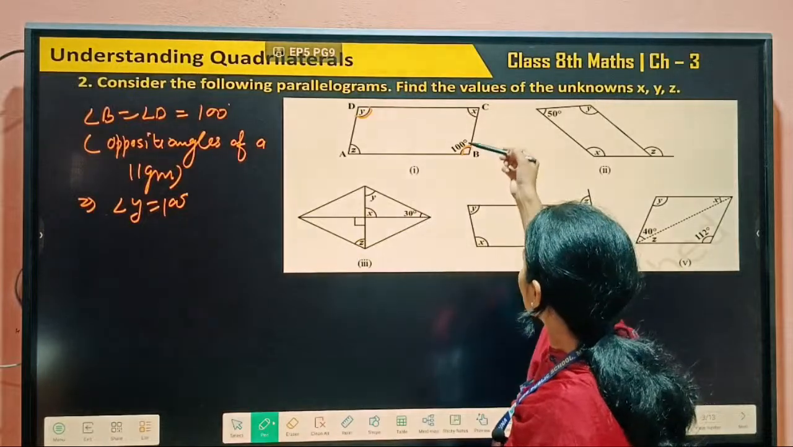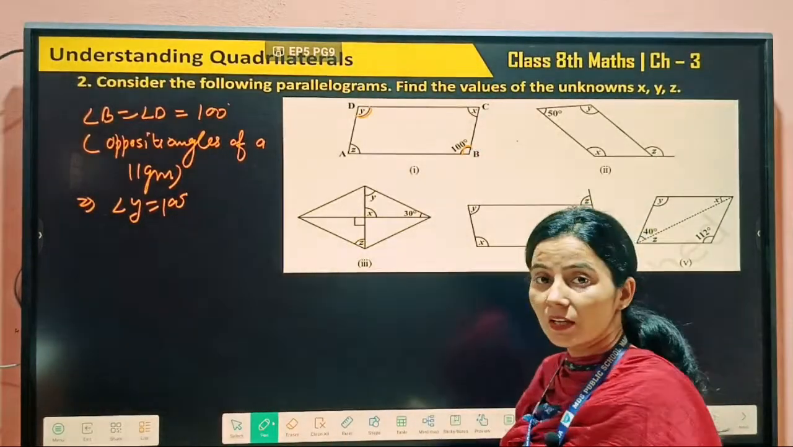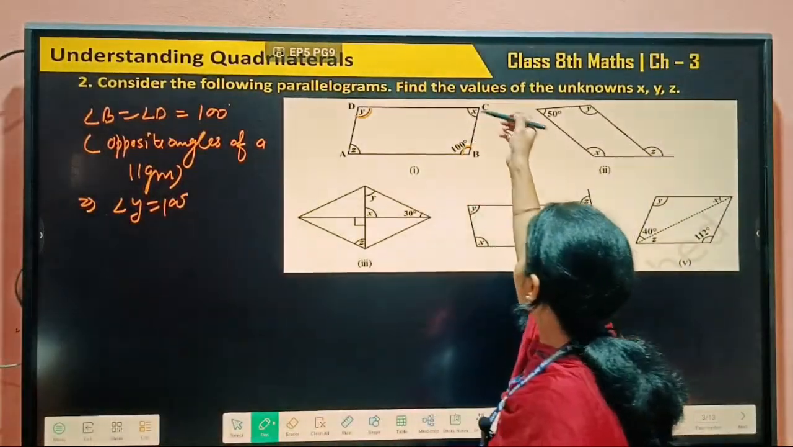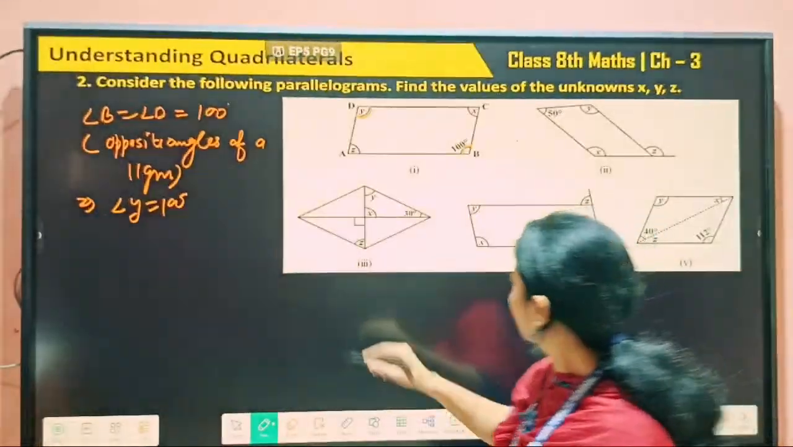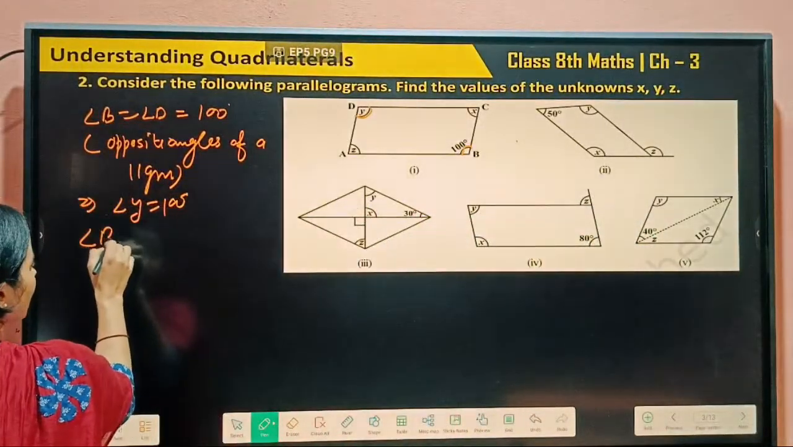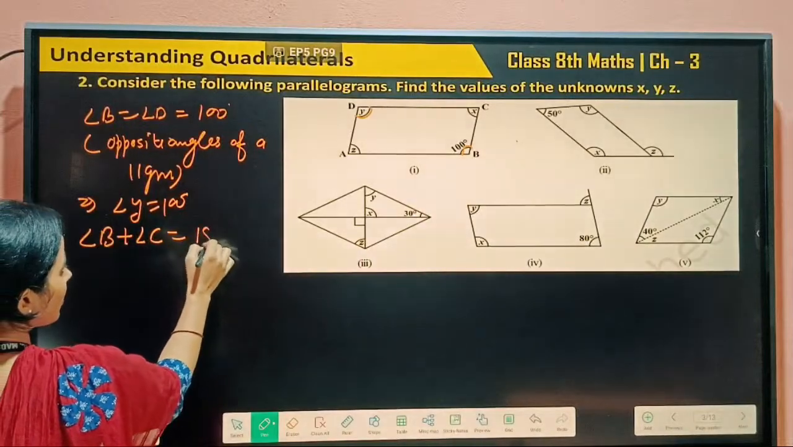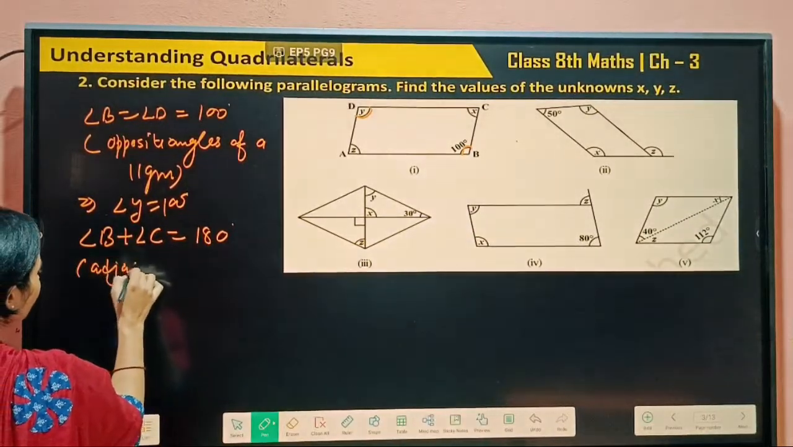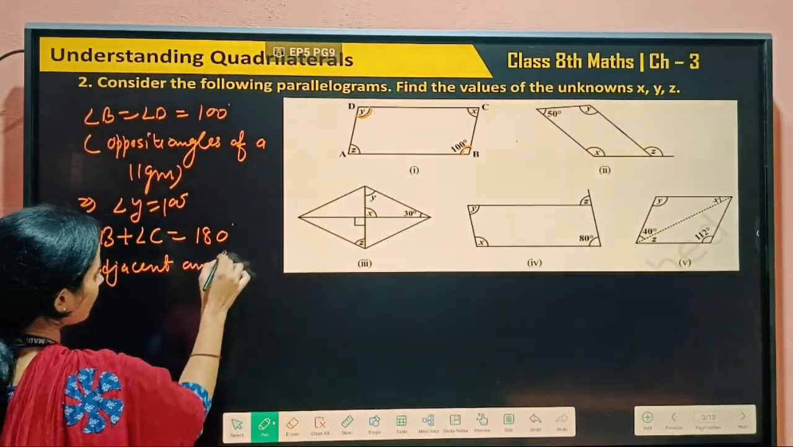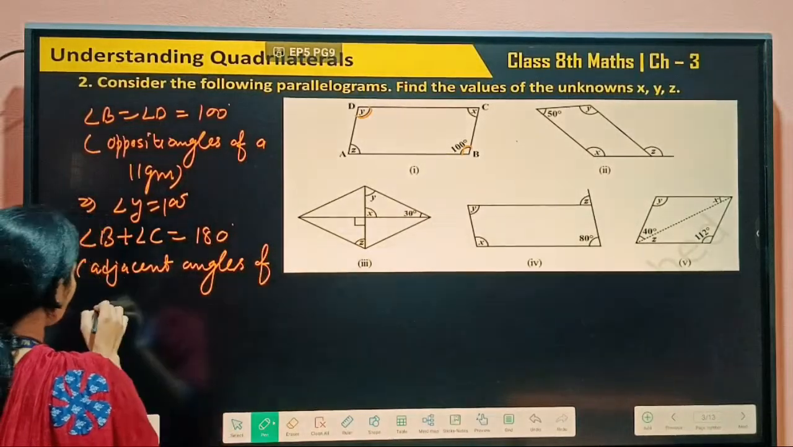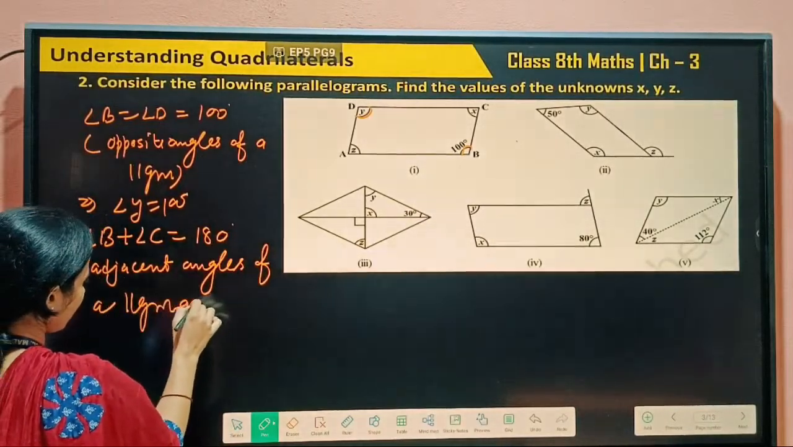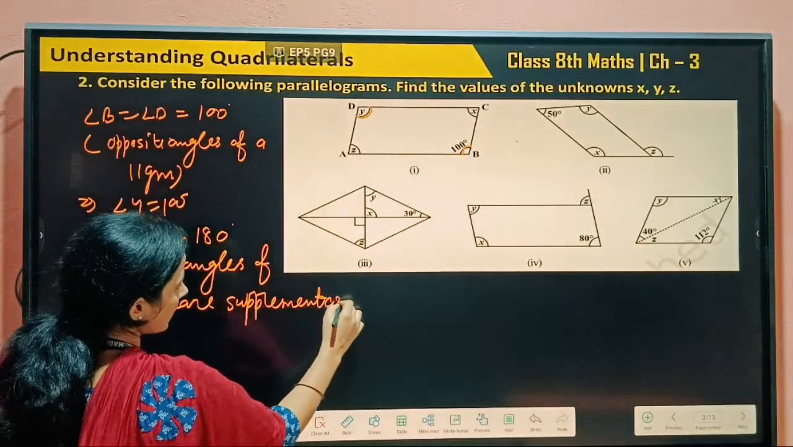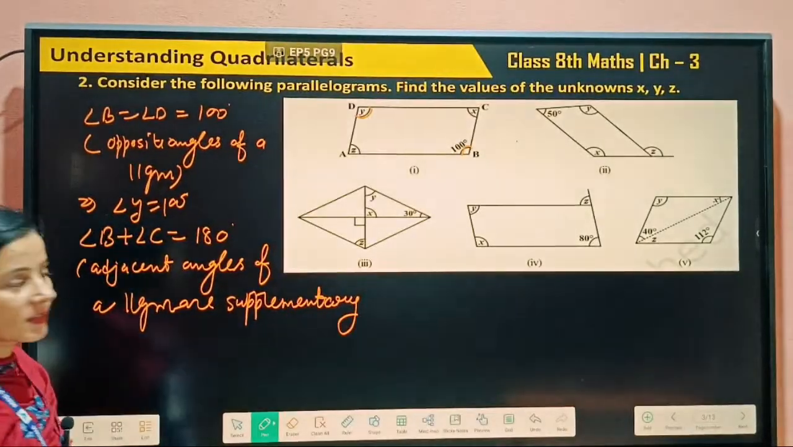Now we know this B and C are adjacent angles. If these are adjacent angles, then their sum will be 180 degrees. I can write angle B plus angle C equals 180 degrees. The reason is adjacent angles of a parallelogram are supplementary.